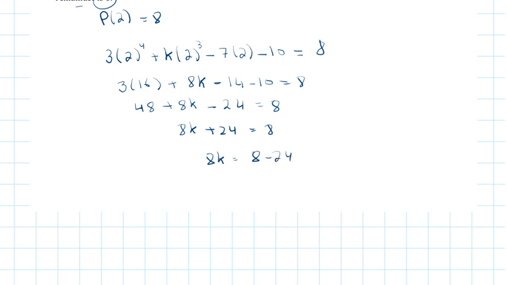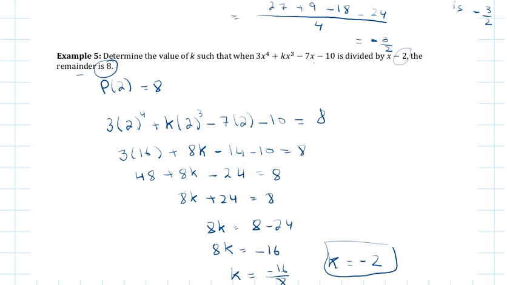Let's collect like terms. 48 minus 24, that's 24, so that's 8k plus 24 equals 8. Bring the 24 over, so I have 8k equals 8, take away 24. So 8k is equal to negative 16. And the last step is to divide by 8. And that's going to give me a k of negative 2.